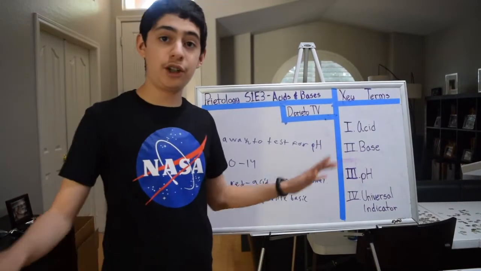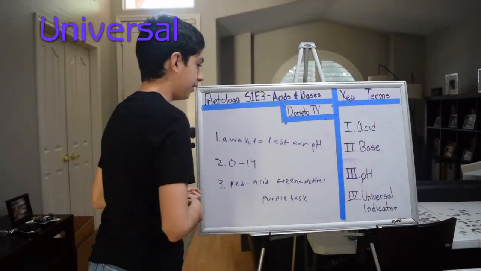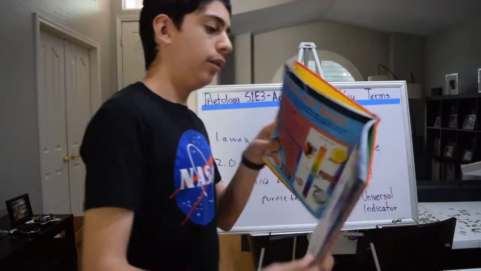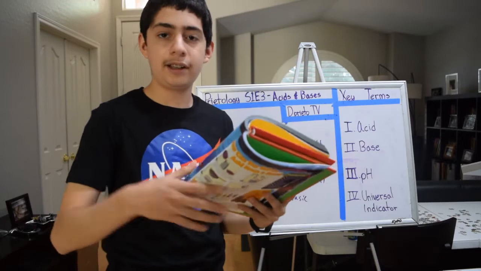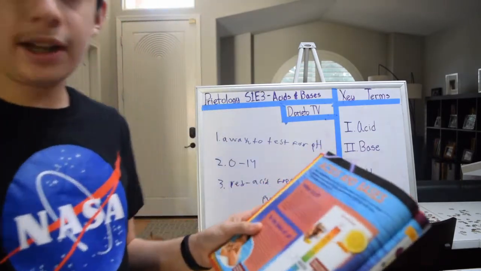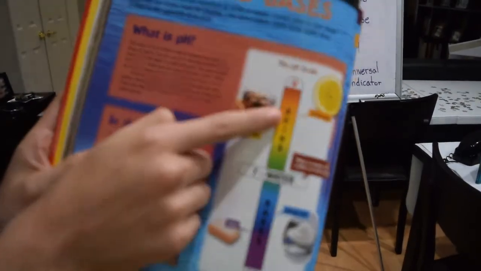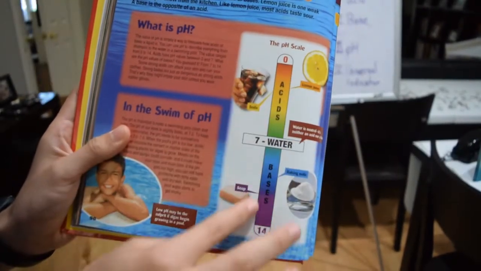Okay, the last term that we will discuss is the universal indicator. I think you've seen this before. This is in the Big Book of Science Experiments. I leave the link in the description below. The pH scale, I think we can get this on the camera. The universal indicator is like this. It's a color changing scale to determine how acidic or basic something is.